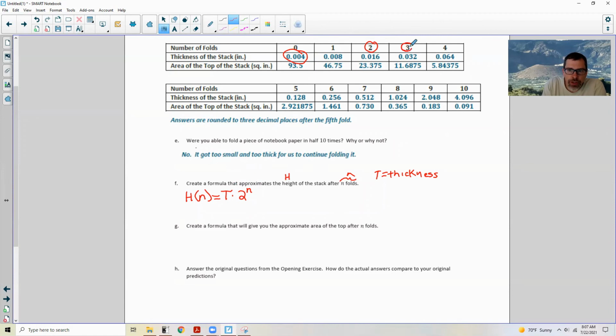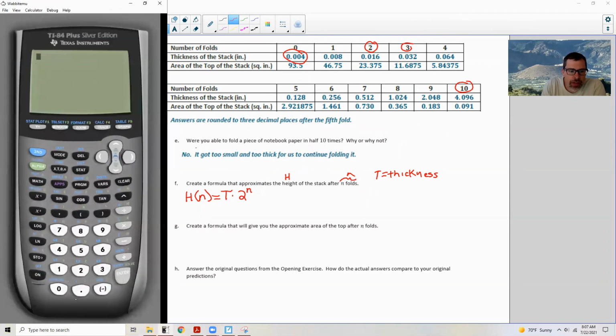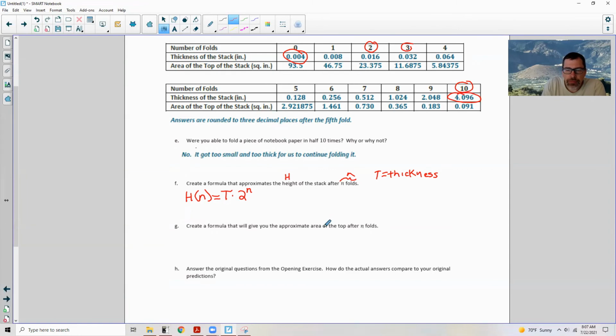Let's do one more, or we could skip and go to, say, 10. So 0.004 times 2 to the 10th, and then I could check with my calculator. 0.004 times, not plus, times 2 to the power of 10. And we got 4.096. And there it is right here. Okay, so there's the answer. H of n equals t, where t is thickness, times 2 to the n, where n is the number of folds.